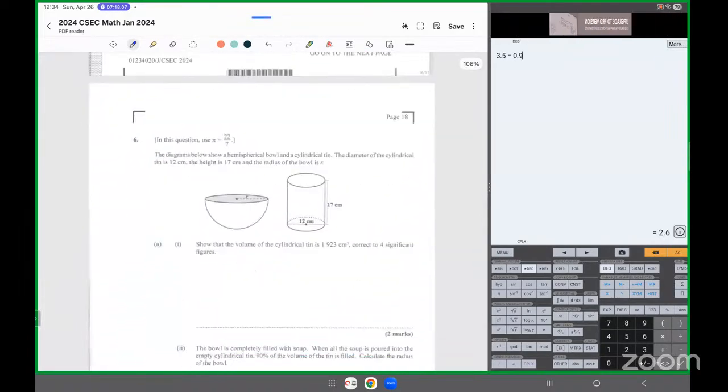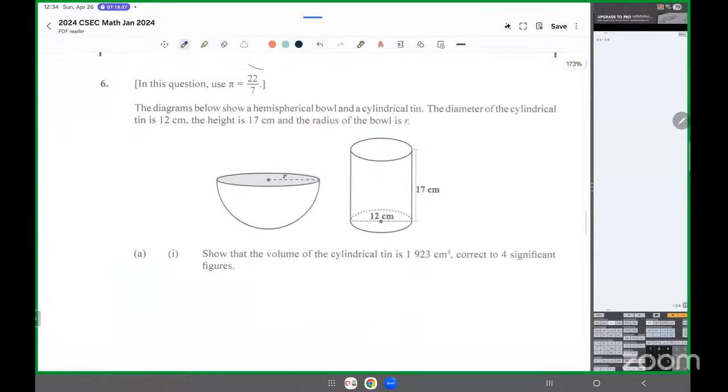All right, next question. Number 6, a measurement question. We're going to do some circular measures. It said the diagram below shows a hemispherical bowl and a cylindrical tin. The diameter of the cylindrical tin is 12, so we're going to work with the radius. The radius of the cylinder is 6 centimeters. The diameter is 12, the radius is 6. It says the height is 17 centimeters, and the radius of the bowl is R. See there? Radius of the bowl is R.